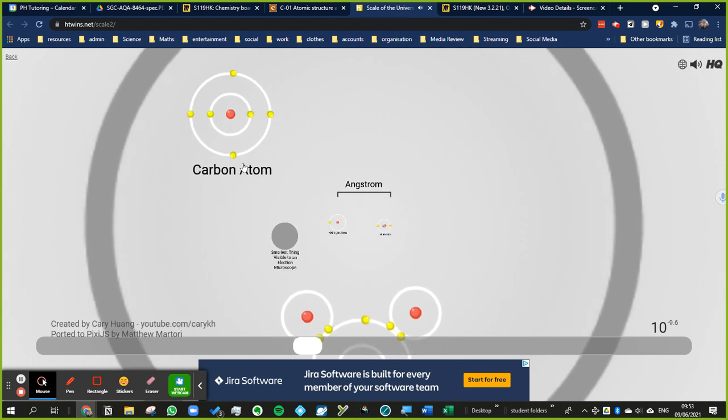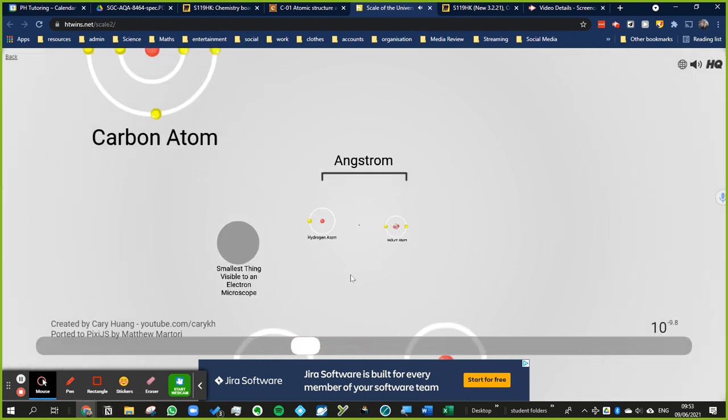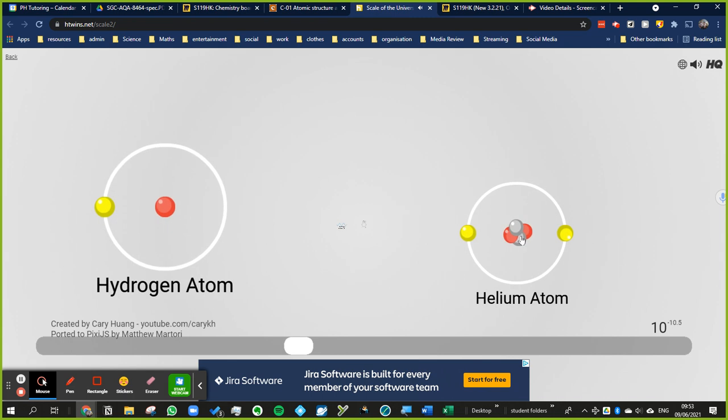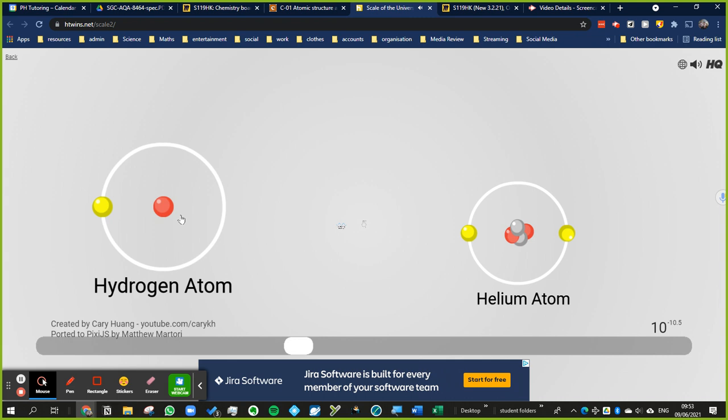So what's an atom made out of? Well, we've got these yellow things around the outside. These are the electrons, okay? And the red thing in the middle, that's its nucleus. But the nucleus is made out of things too. If we keep scrolling down even further, we're now looking at a hydrogen atom and a helium atom. Now the red thing is something different.